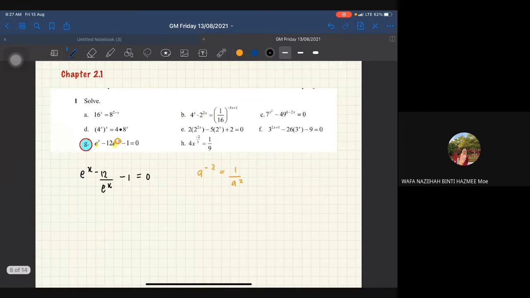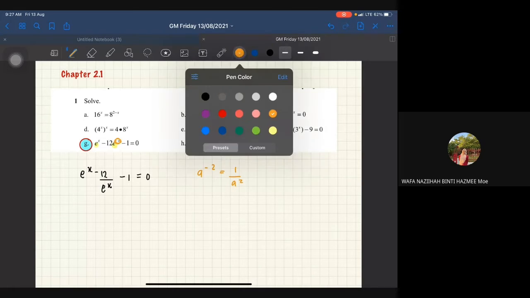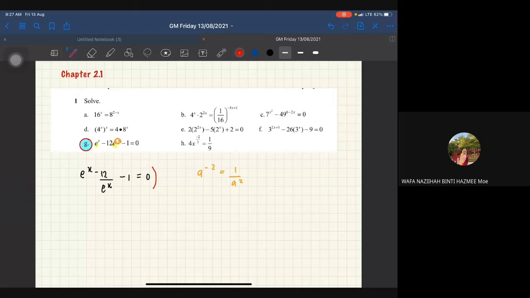Okay, so kalau awak tengok sekarang, kita ada indices yang berada di bawah. Okay, tapi kita tak nak dia duduk kat bawah tu. So what can we do is, we can actually multiply the overall equation with e to the power of x. Sebab kita nak matikan, nak hilangkan yang di bawah itu. Okay, so that's why kita darabkan dengan e to the power of x.